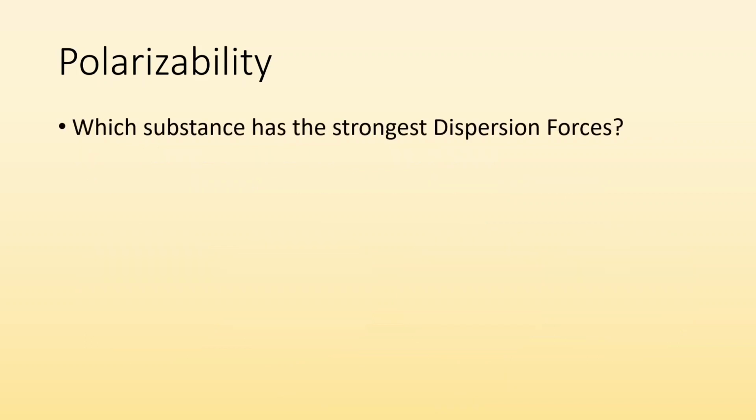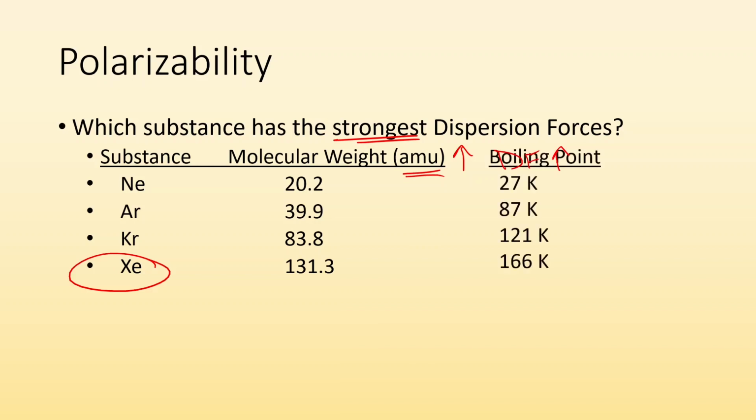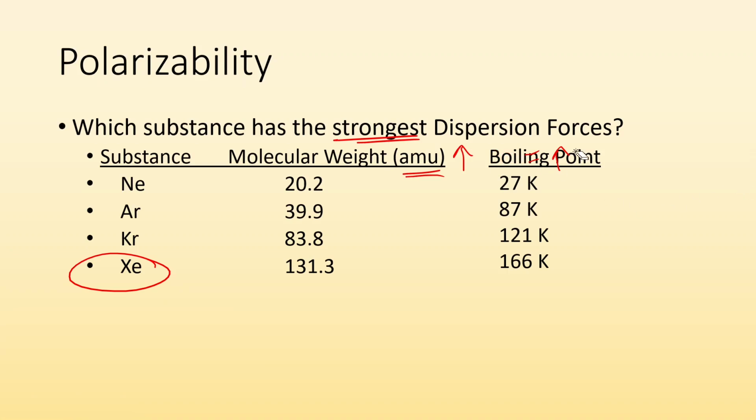So which substance has the strongest dispersion forces? Here's some examples and their molecular weights. Well, we know that as molecular weight goes up, so does the dispersion forces. So if we want the strongest one, we're looking for the one with the greatest atomic weight. All right, well, it looks like it's going to be xenon. And now if I refer back to what their boiling points are, hey, wouldn't you know it? That's what I said. The strongest dispersion forces is the one that has the highest boiling point.